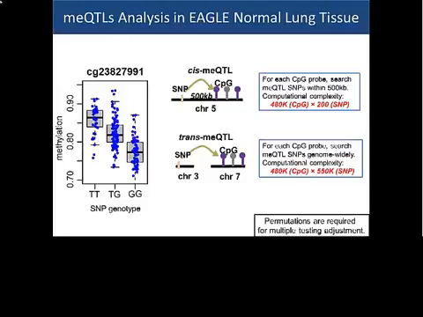Because of this extremely high computational burden, trans-association analysis is rarely done for these high-dimensional methylation QTL studies. So we used the NIH computational cluster Biowulf together with our statistical innovations. We were able to finish this trans analysis and reveal some important findings based on this analysis.